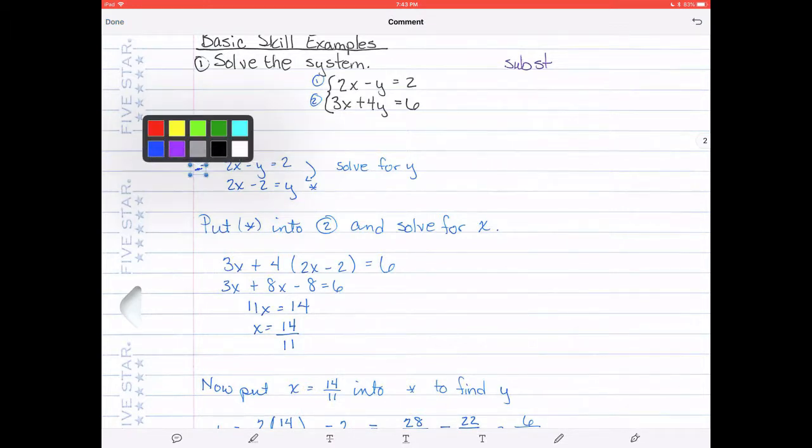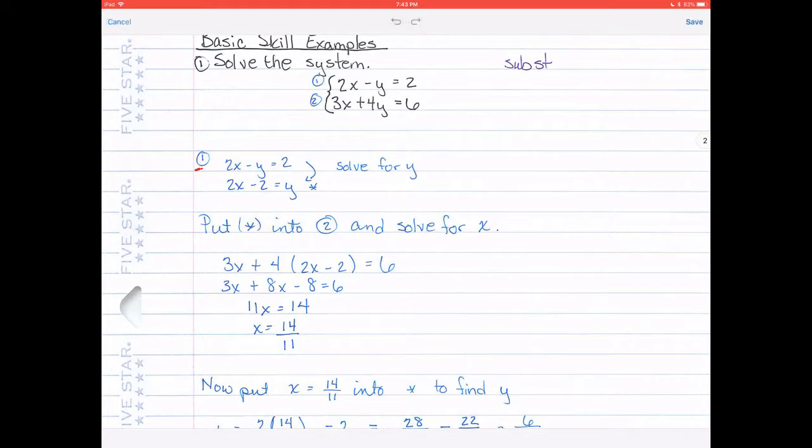I'm going to change the color of my ink real quick, because I'm writing and my background is in blue. Let me see if I change it, if it'll help.